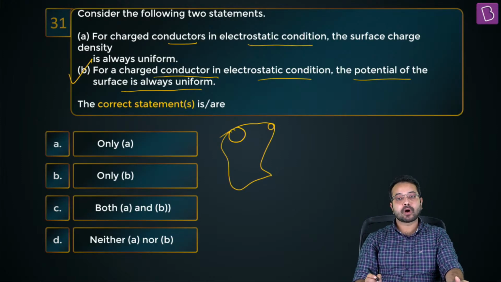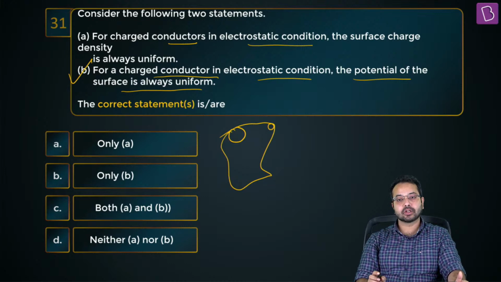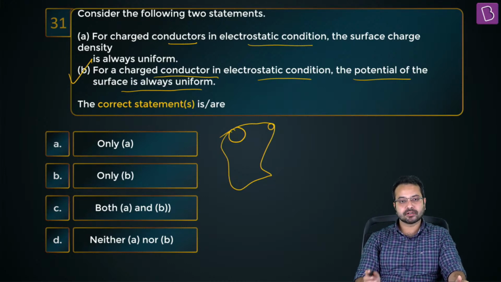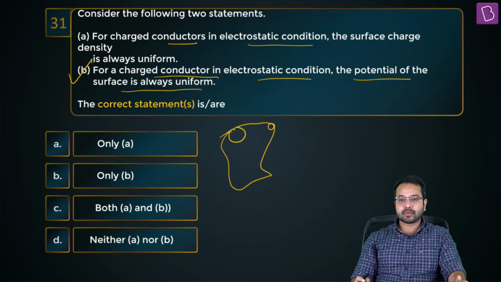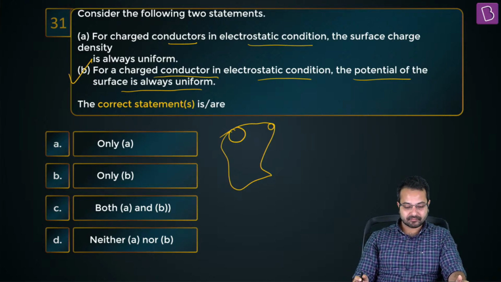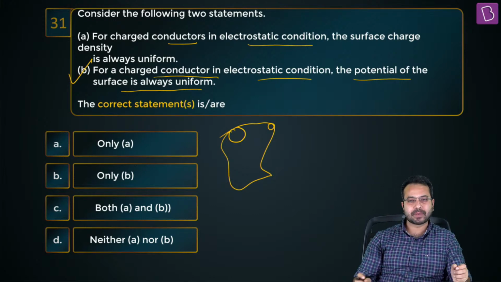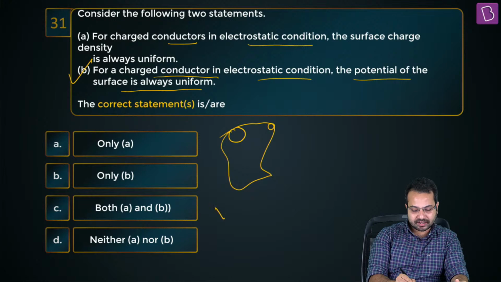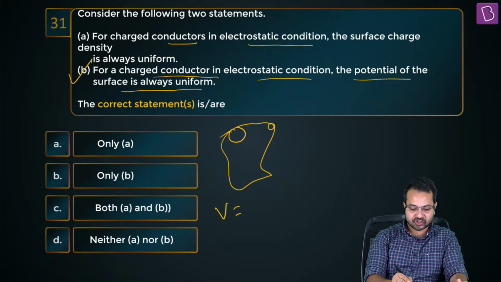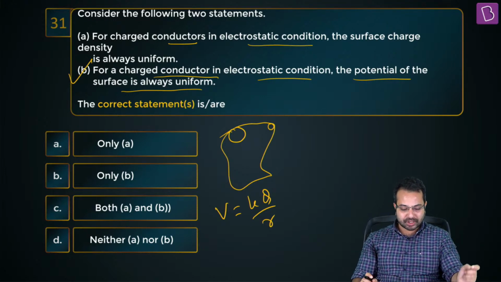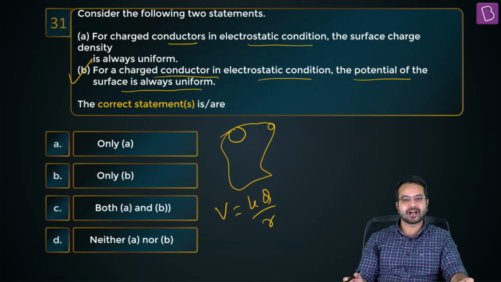Alright, so you are asking why is the charge density not the same? Now what we need to understand here is that the potential is the same. If we break this down and make it very simple, let's say the potential is given by kq upon r. I'm simplifying it to make you understand it. So the potential is given by kq upon r.